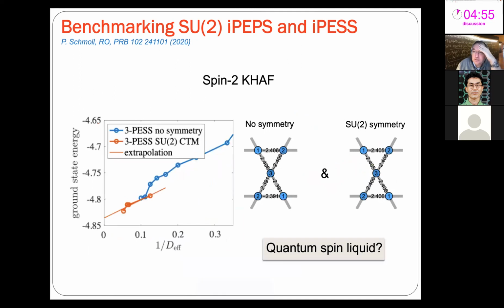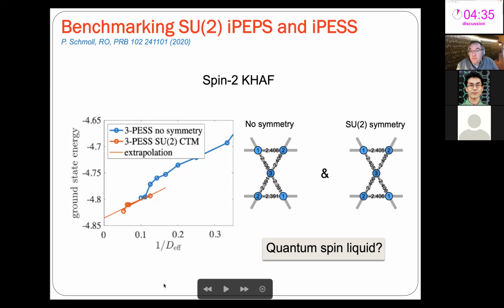Last but not least, we also studied the spin 2 Kagome Heisenberg antiferromagnet. We were not able to reach convergence in the bond dimension here, even using the symmetry. But we observed that the ground state that we were obtaining was compatible with a quantum spin liquid. Of course, these simulations were still not converged.